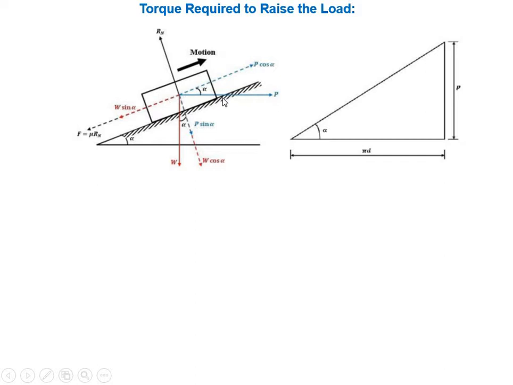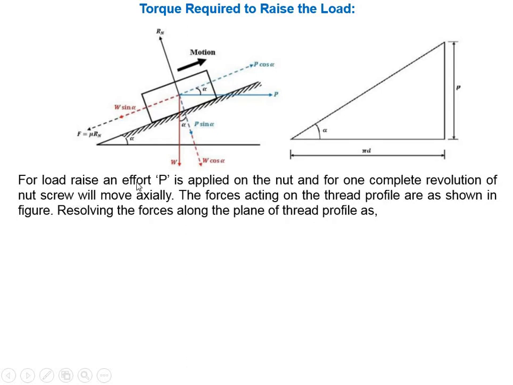If we resolve that P, then in the upward direction there is P cos alpha, and in the downward direction P sin alpha, and the normal reaction is always against the load, denoted by Rn. So for raising the load, effort P is applied on the nut, and for one complete revolution of the nut the screw will move axially. The forces acting on the thread profile are as shown in the figure, resolving the forces along the plane of the thread profile. Now we will see one by one.